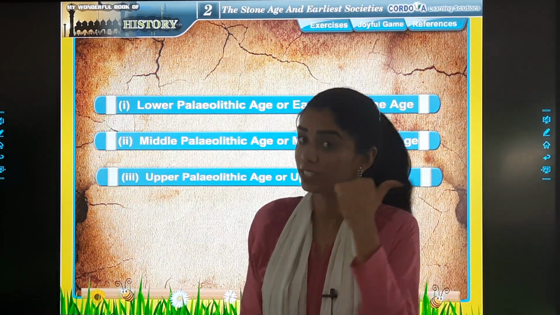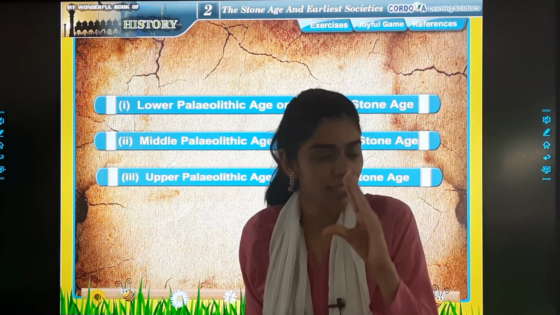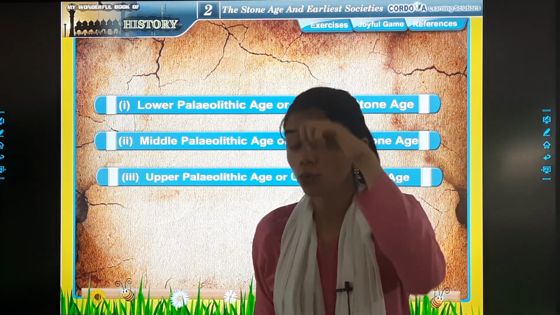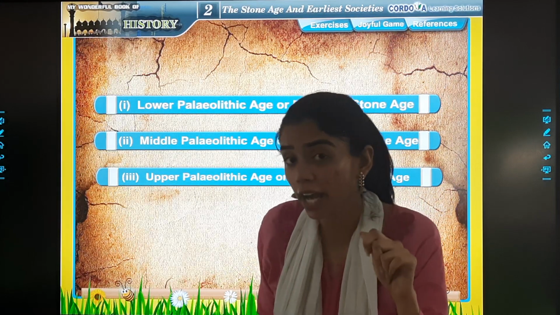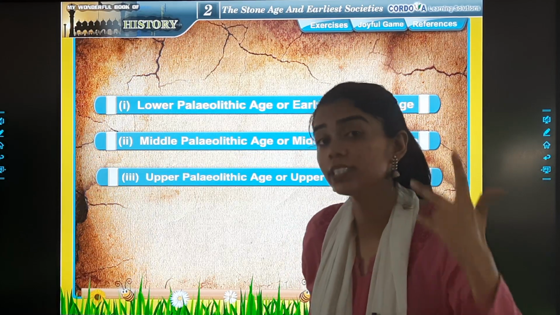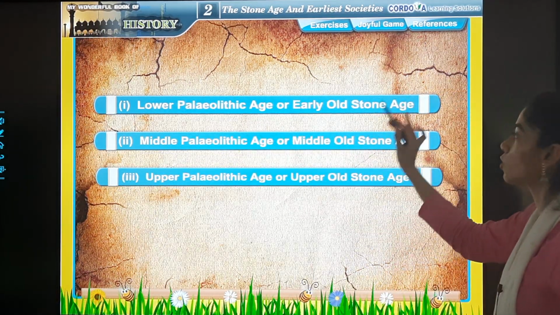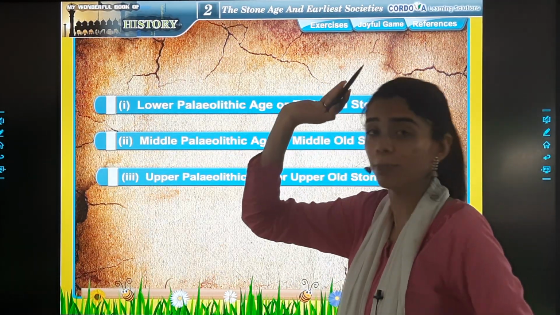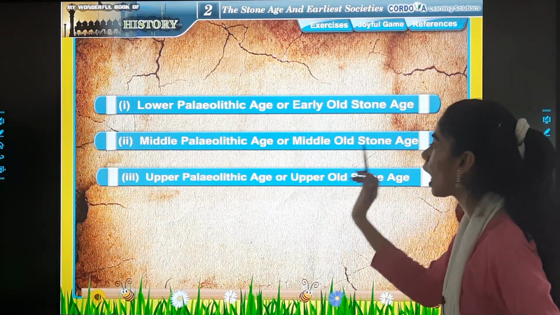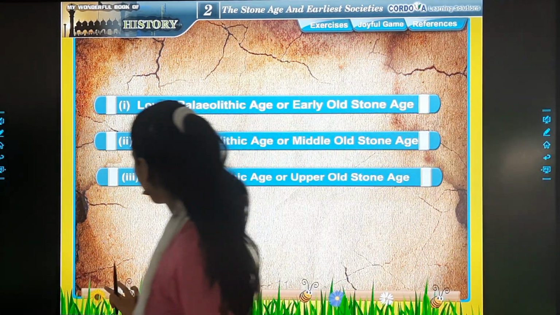See, I have discussed this in chapter 1 also, that as the human beings evolved, what happened? जो पहले थे हम सिर्फ stones use करते थे, फिर उन्होंने क्या किया? उन्होंने wooden stick ली, उस पे stones को बांधने लगे. They used to tie it and they used it. So slowly they started evolving. उनका ऐसे development हुआ. So that is divided in this lower Paleolithic age or the early old stone age, सबसे पहले वाला. Then the middle old stone age or middle Paleolithic age and the upper Paleolithic age or the upper old stone age. Okay, so let's study in detail.